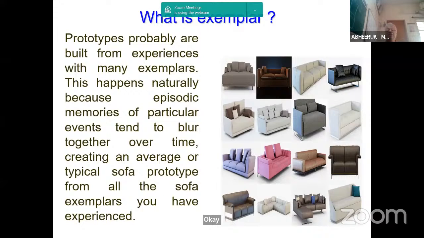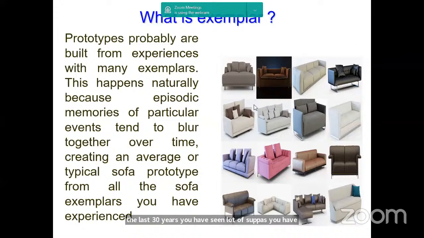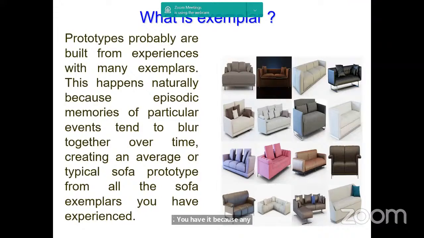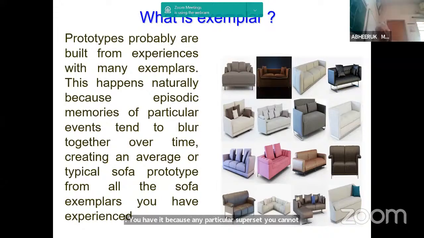Now, suppose sofa set. What is a sofa set? Suppose over the last 30 years, you have seen a lot of sofas. You have gone to different houses and seen different sets. So what happens? Mentally, because any particular sofa set you cannot remember, but one average sofa set, you have a mental image. So that makes the prototype of this. This way actually we make. So prototype is probably built from experience with many exemplars.